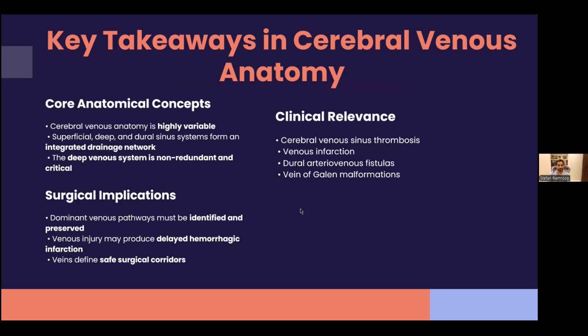Another important concept is that venous injury often produces delayed neurological deterioration, frequently due to hemorrhagic venous infarction. For this reason, veins shouldn't be viewed as obstacles, but rather as structures that will define your safe corridors. And finally, understanding of venous anatomy is essential for recognizing and managing venous pathologies, such as cerebral venous sinus thrombosis, infarctions, dural AVFs, and vein of Galen malformations.